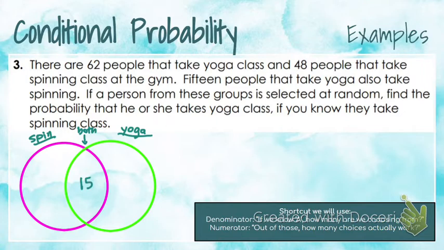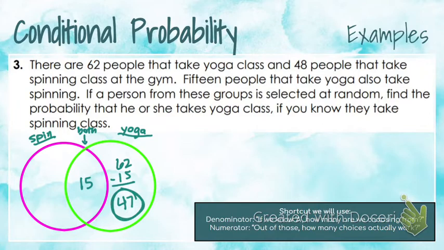Now, it says 62 people take yoga. So we have 62 people, but 15 of them are already here. So we're going to do minus 15, and that's going to give us 47 people that only do yoga. So 47 plus 15 is our 62 total people, but 47 of those only do yoga.